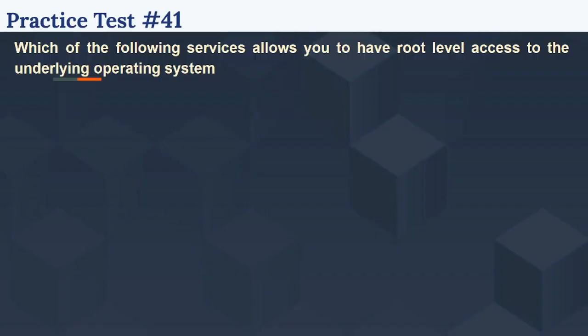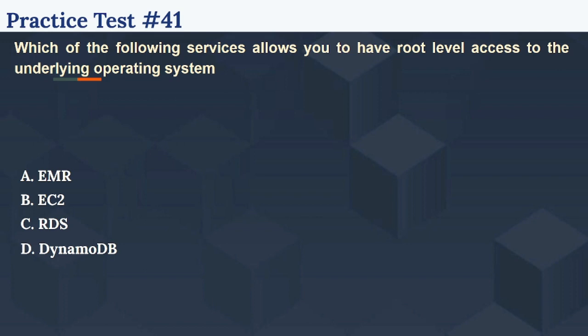Which of the following services allows you to have root-level access to the underlying operating system? So the options are Option A EMR, Option B EC2, Option C RDS, Option D DynamoDB. Please select your answer in the next 5 seconds.